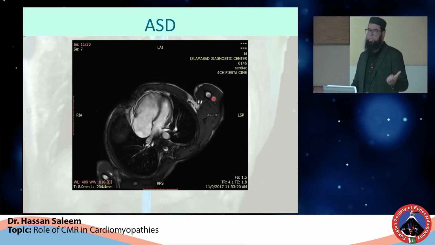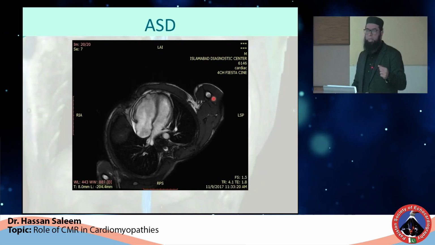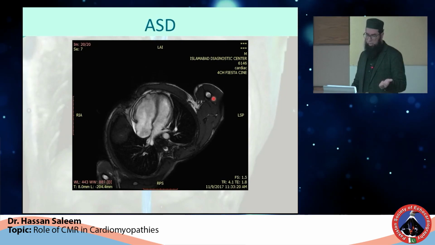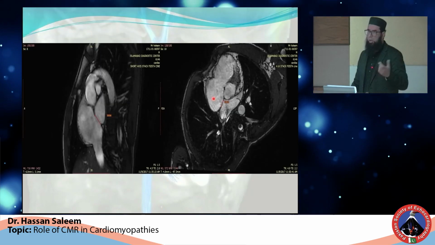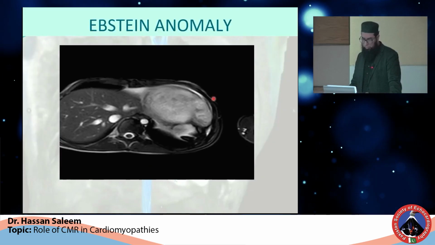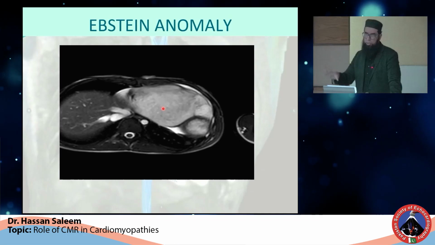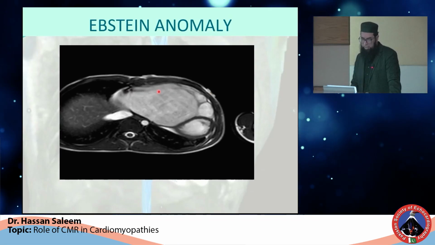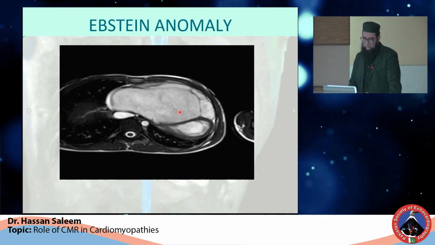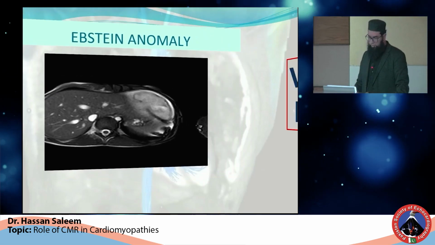Last few slides, structural diseases. A patient actually came for evaluation of ARVC and turned out to have a big ASD. Then Ebstein anomaly looks like this: atrialization of the right ventricle. You can see the large atrium, and these are the flaps of the tricuspid valve.